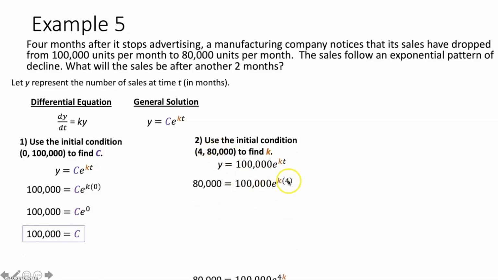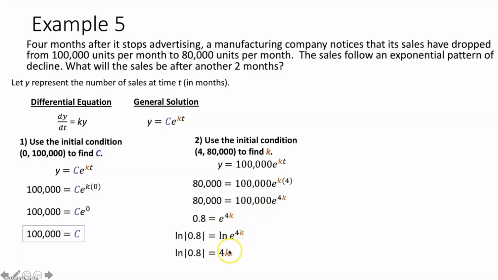K times 4 is just 4K. We then divide both sides by 100,000. We take the ln of both sides to get K out of the exponent. ln and e cancel each other out. We get 4K is equal to ln of 0.8. Divide both sides by 4, or multiply both sides by 1/4. Then plug this in your calculator. You get K is approximately equal to negative 0.0558.